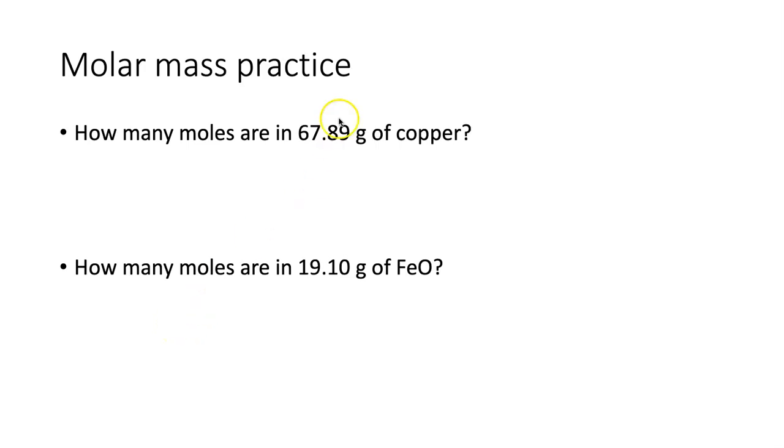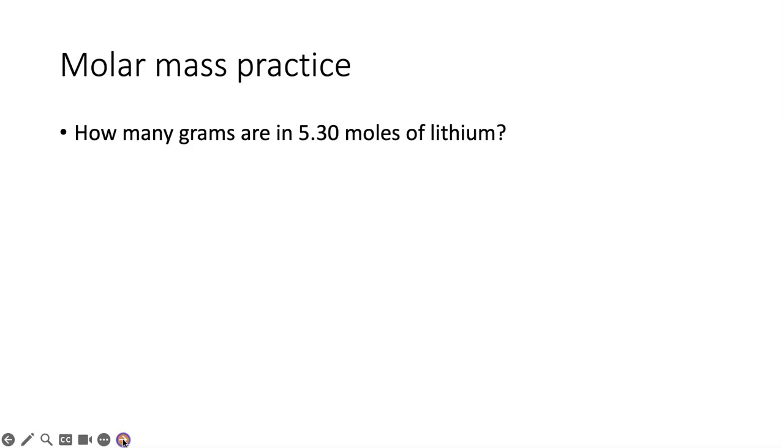So here's a little trick to check to see if you did this right or not. You're going to compare your given mass with the molar mass of the thing that you want to find. If you see that the given mass is smaller than the molar mass, you should expect to have less than 1 mole. If your given mass is higher than your molar mass for whatever you're looking at, you should expect to have more than 1 mole. So that's a quick little check that you can do to see if you're on the right track.